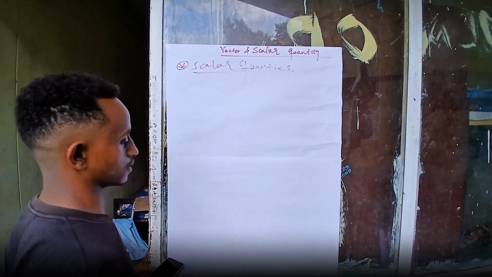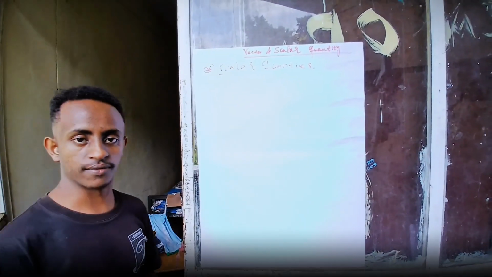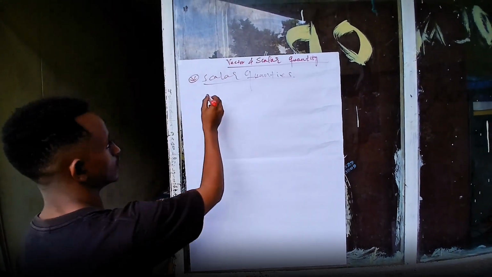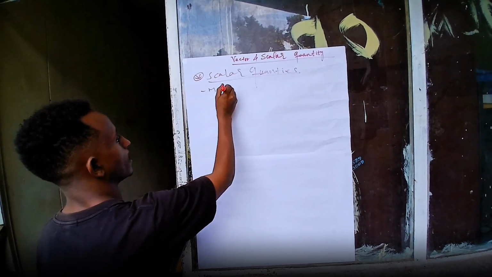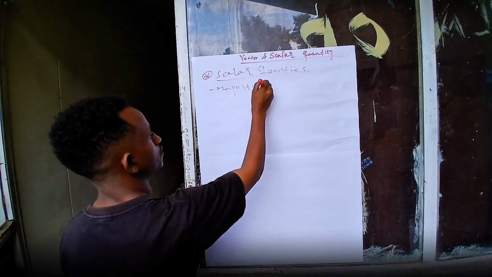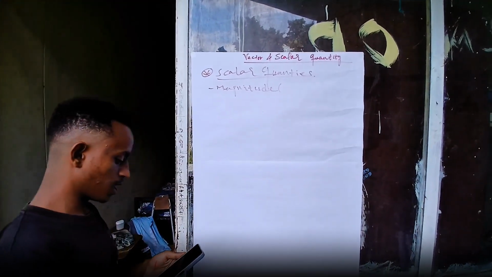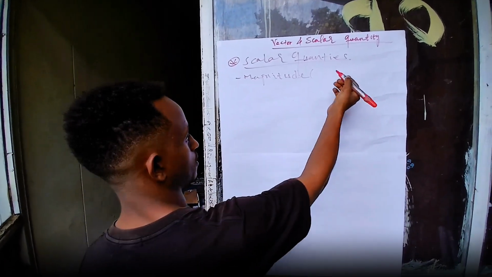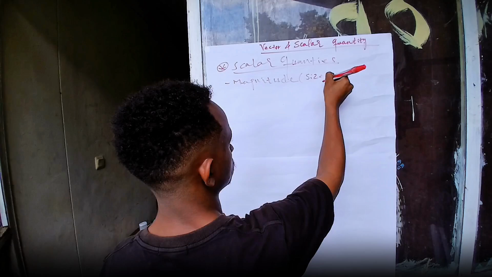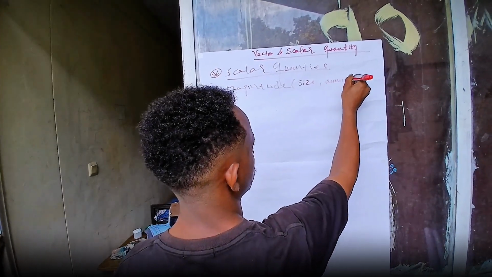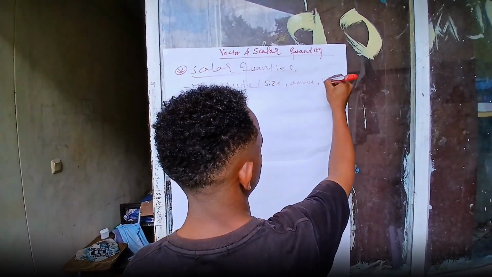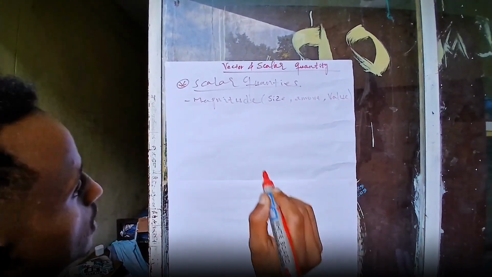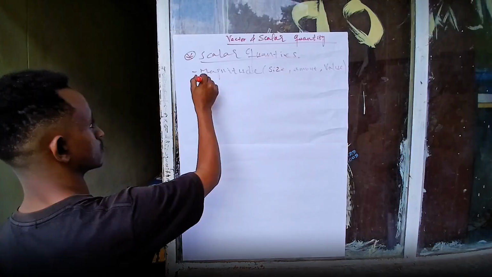What is a scalar quantity? Scalar quantities have only magnitude, which means size, amount, or value of something. We call it a scalar quantity. Let's see examples.